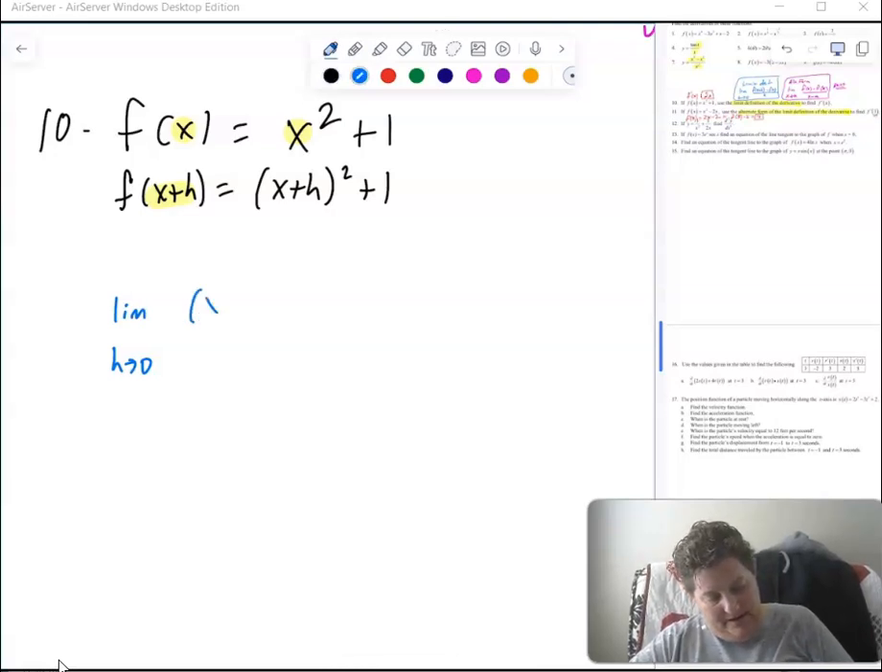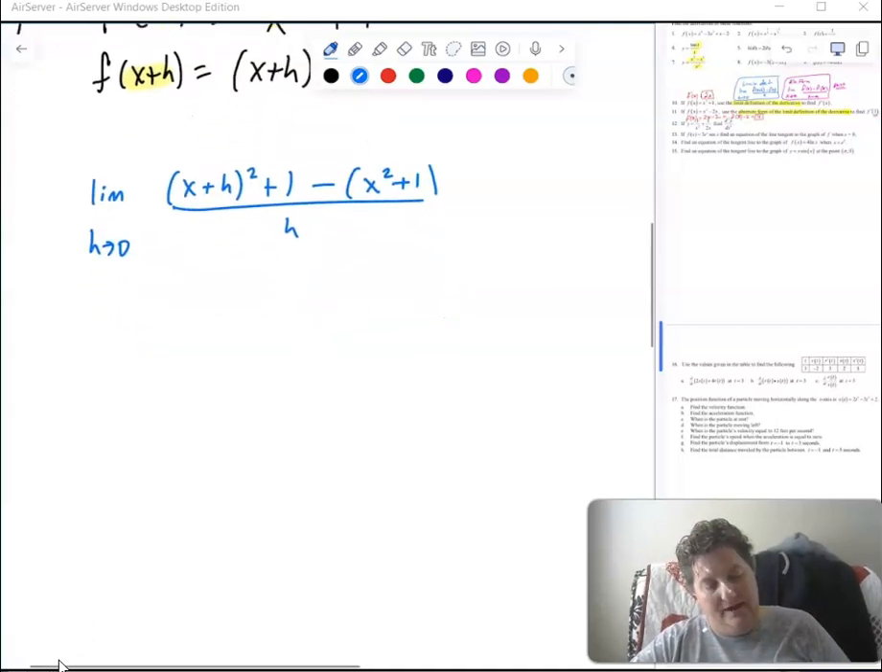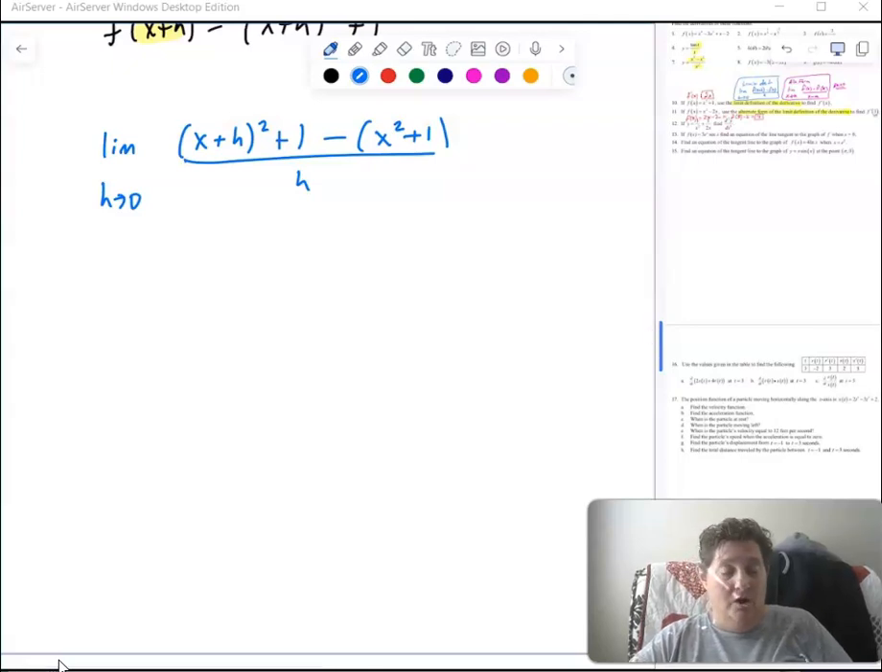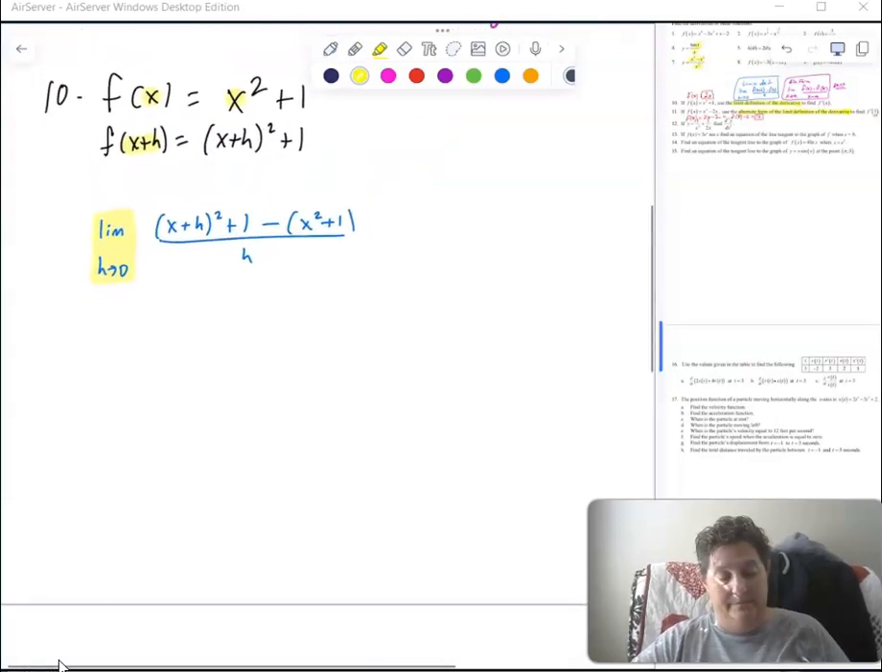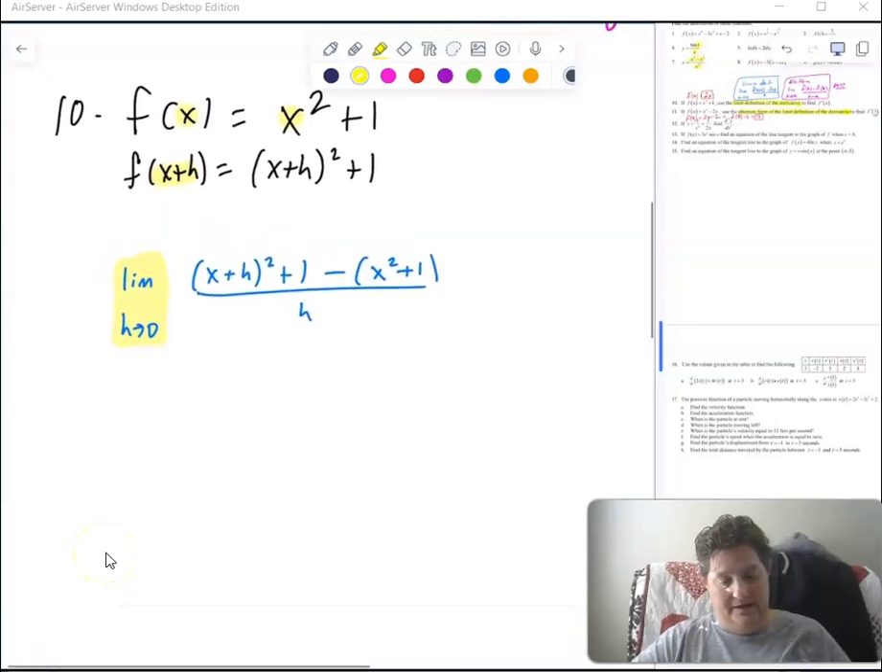So I get limit as h approaches 0 of f of x plus h minus, put this in parentheses, f of x, over h. Something that people very often mess up with this question is they drop this. You have to write that on every single step until you get to the step where you are plugging in h is 0. You just have to keep writing it.